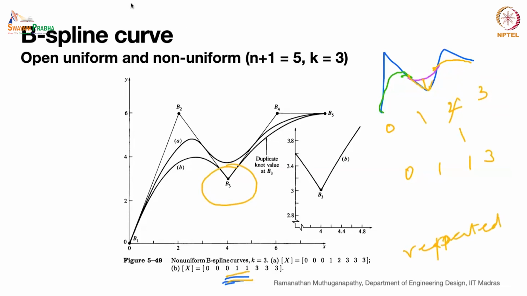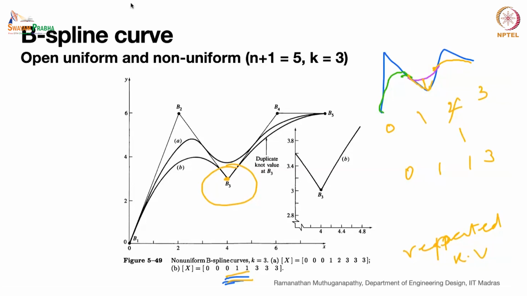This is called a repeated knot value. Obviously B-spline is very intricate. With a repeated knot value, you can push the curve to pass through a certain control point, which is almost impossible in the case of Bezier unless they are all collinear. You can never make a Bezier curve pass through a particular control point, except in the case of a collinear system of control points. You can never do that.